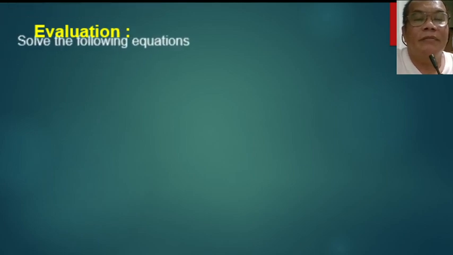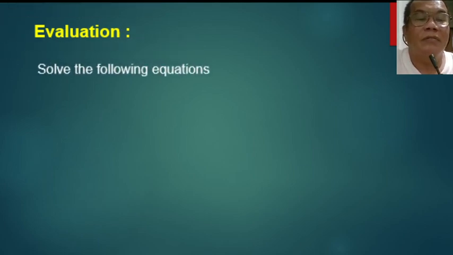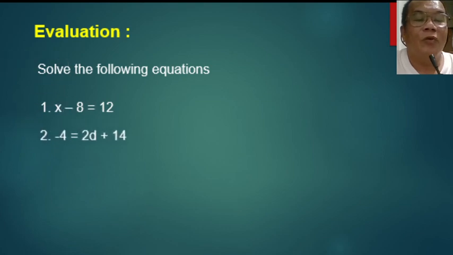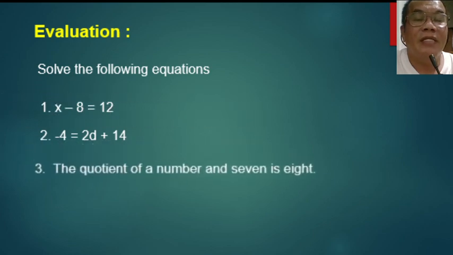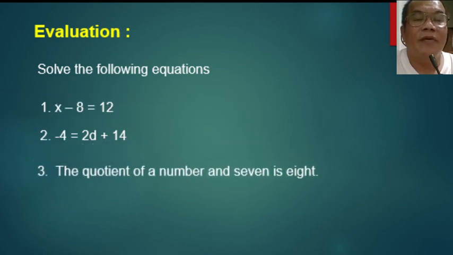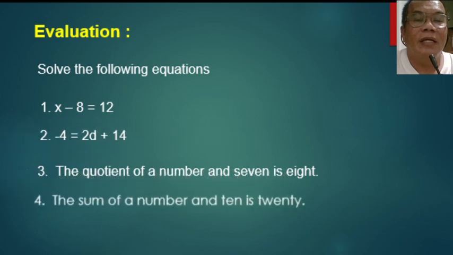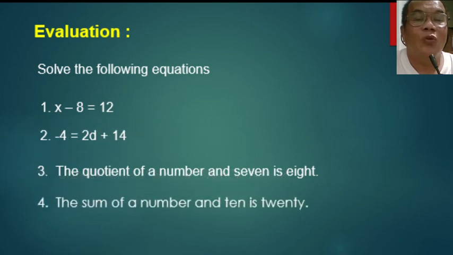Okay, this time, let us have a short evaluation. Solve the following equations. Number 1: x minus 8 is equal to 12. Number 2: negative 4 is equal to 2d plus 14. Number 3: the quotient of a number and 7 is 8. Number 4: the sum of a number and 10 is 20. And number 5: h over 8 is equal to g.